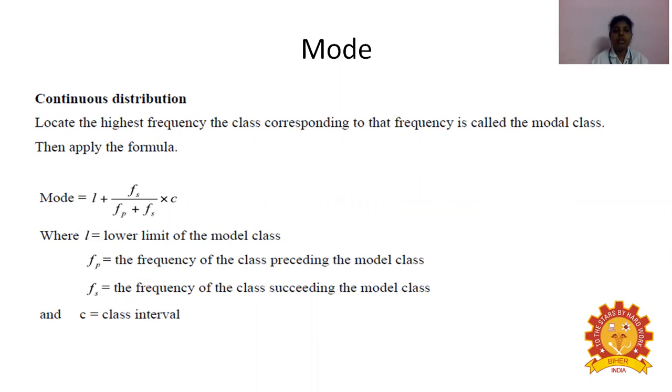L means the lower limit of the modal class. Fp represents the frequency of the class preceding the modal class. Fs denotes the frequency of the class succeeding the modal class. C represents the class interval.